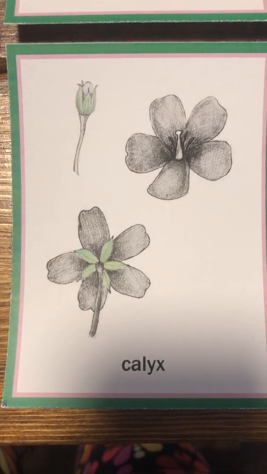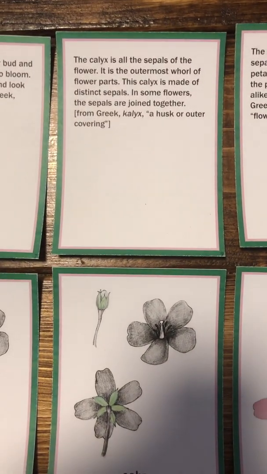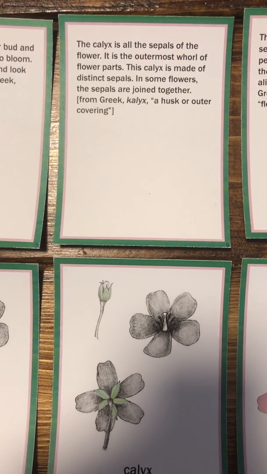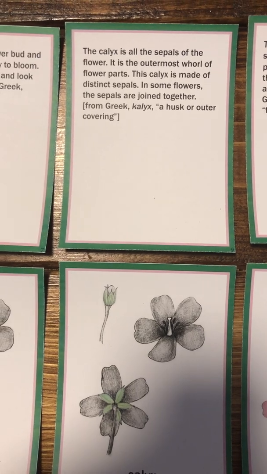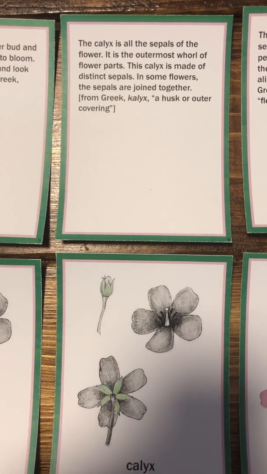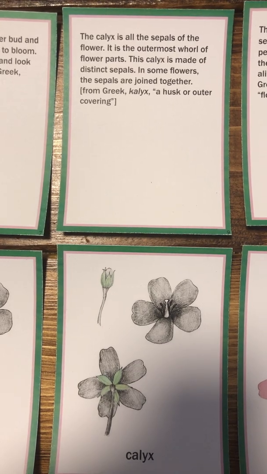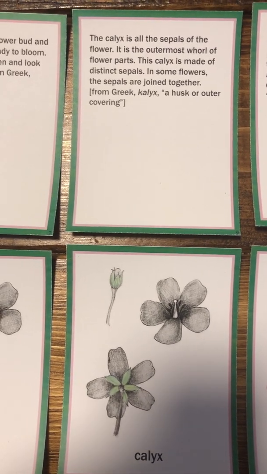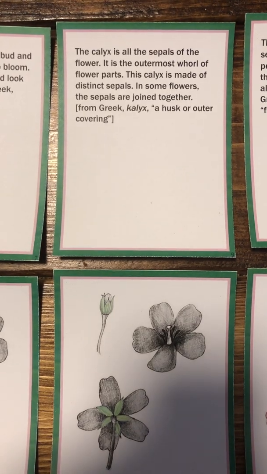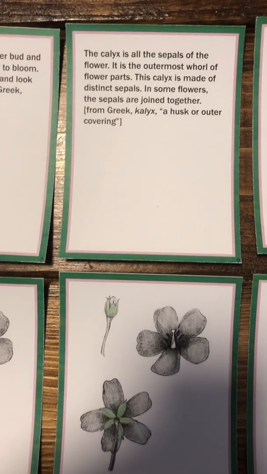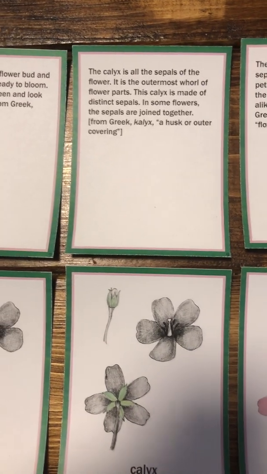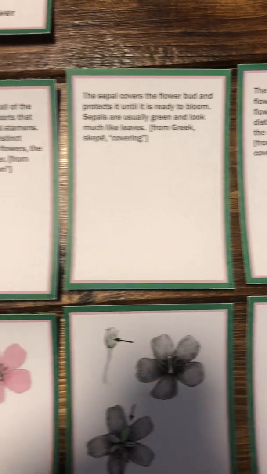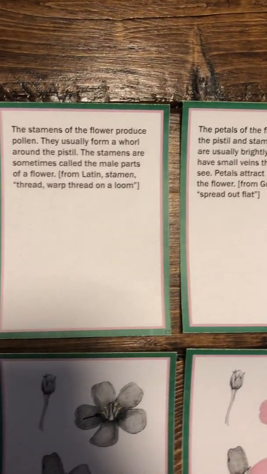Next is calyx. The calyx is all the sepals of the flower. It is the outermost whorl of flower parts. This calyx is made of distinct sepals. In some flowers, the sepals are joined together, and in Greek, it means a husk or outer covering. I think it's interesting that it has the etymology of some of the words, because it helps us remember what the words mean and sort of how they got their name too.